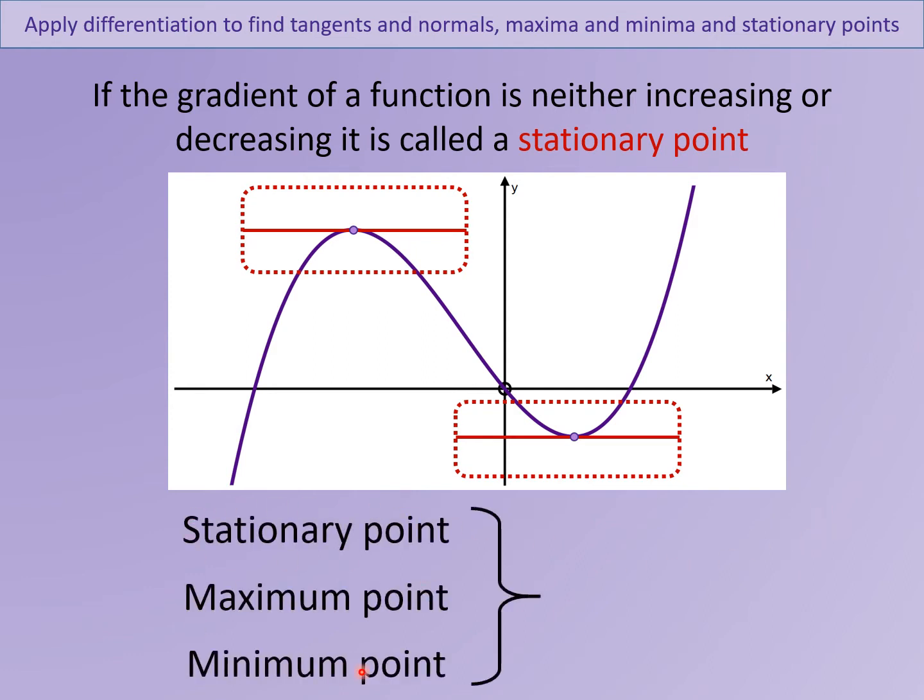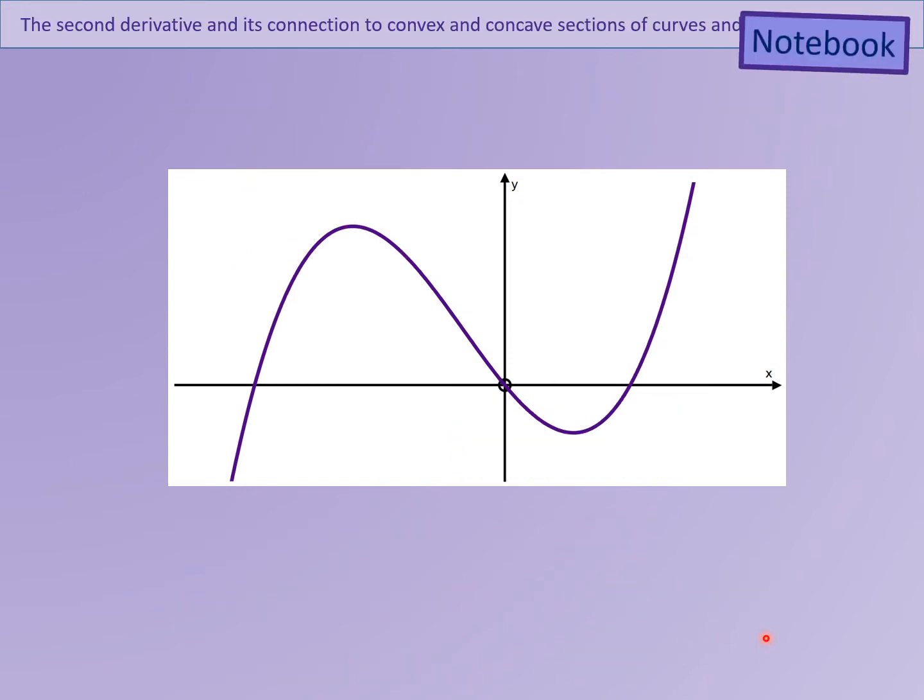Stationary points, maximum points, minimum points all should mean the same thing to you. If you see any of those words coming up in your exam, they should all mean the same thing, and that is that the gradient function equals 0. Stationary points imply that, maximum points imply that, minimum points imply that. It's not necessarily true the other way, because you might have a dy over dx equals 0 that is not a maximum point or a minimum point, and so on.